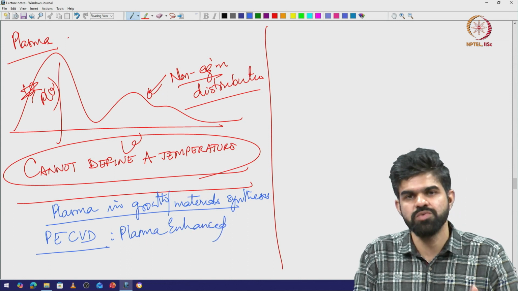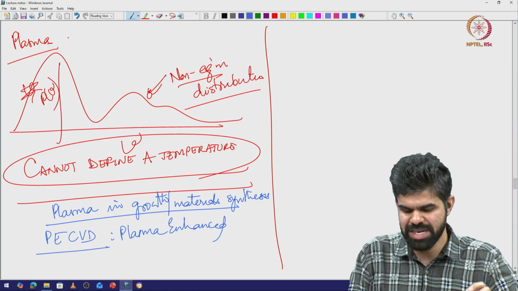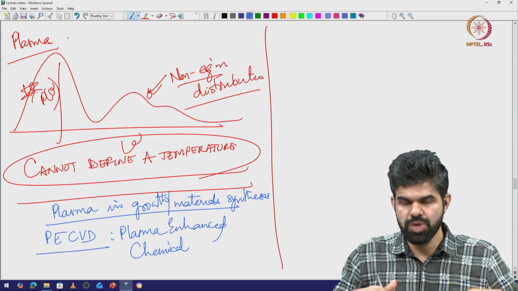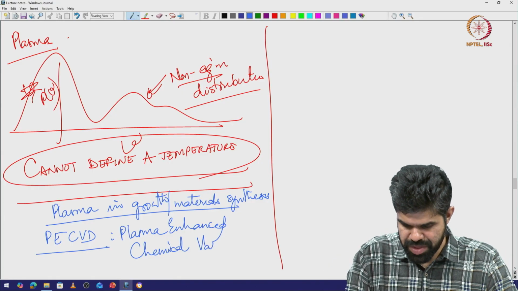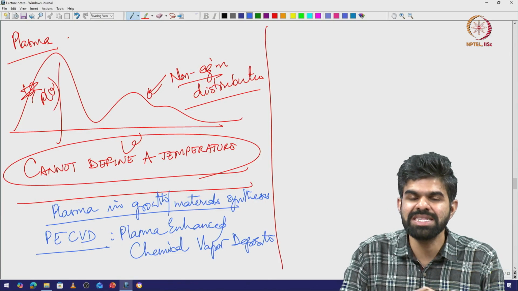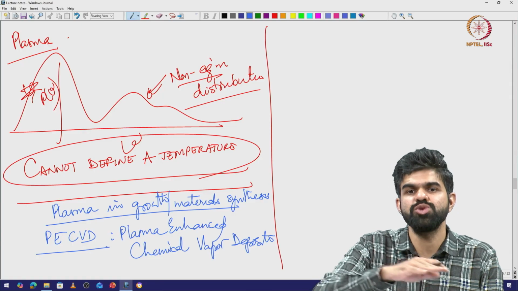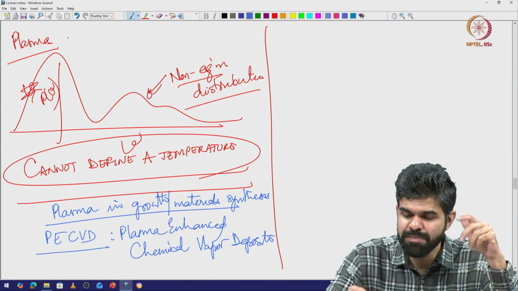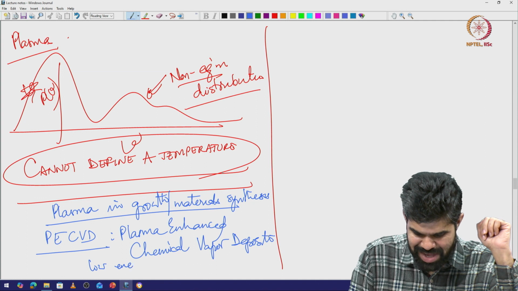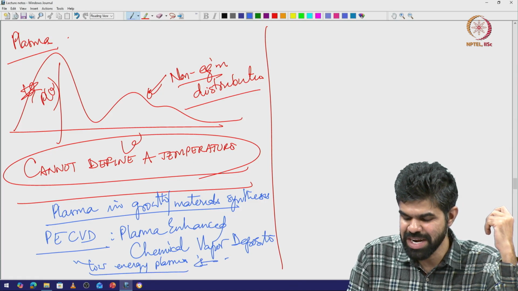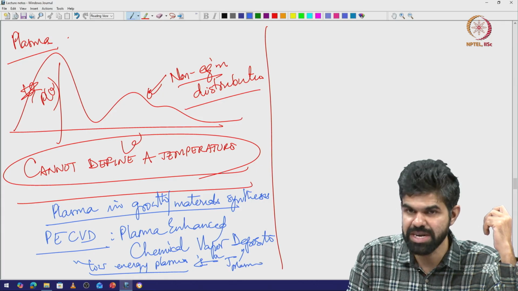By the way, we will look at what this chemical vapor deposition is as part of case studies. This is a process in which I create plasma using some precursors, and this plasma enhances some kind of chemical reactions that happen on your substrate to create a film of your choice. So essentially that is a PECVD process, and this plasma is a low energy plasma, some eVs or something like that. You can set the energy, and so you can actually define a temperature for this plasma.